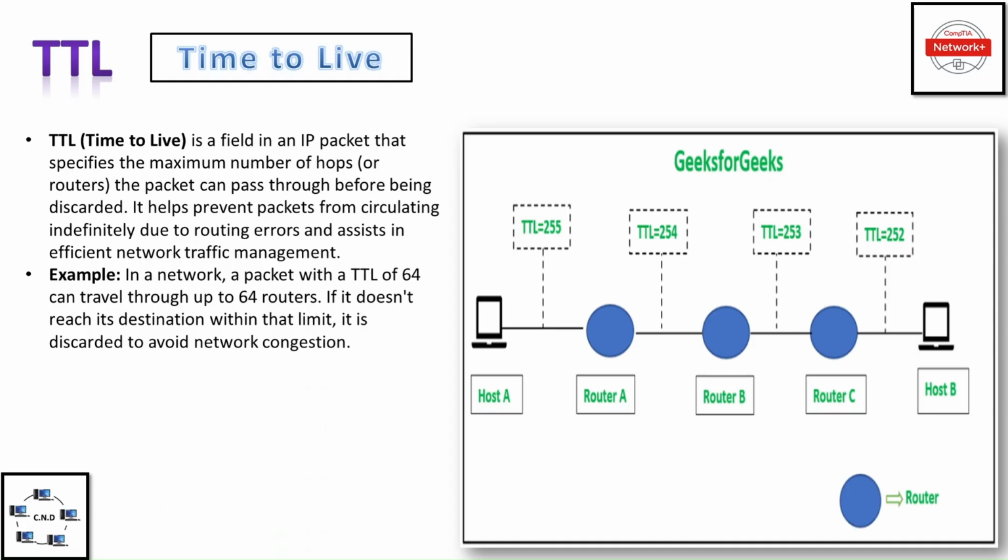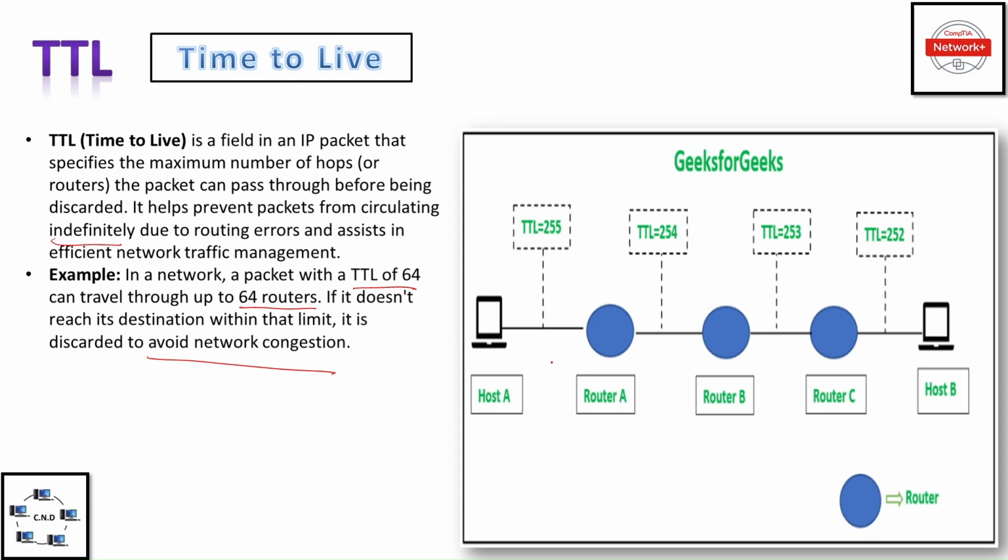TTL, time to live. TTL is a field in an IP packet that specifies the maximum number of hops or routers the packet can pass through before being discarded. It helps prevent packets from circulating indefinitely due to routing errors and assists in efficient network traffic management. For example, in a network, a packet with a TTL of 64 can travel through up to 64 routers. If it does not reach its destination within that limit, it is discarded to avoid network congestion. So this is how it works.